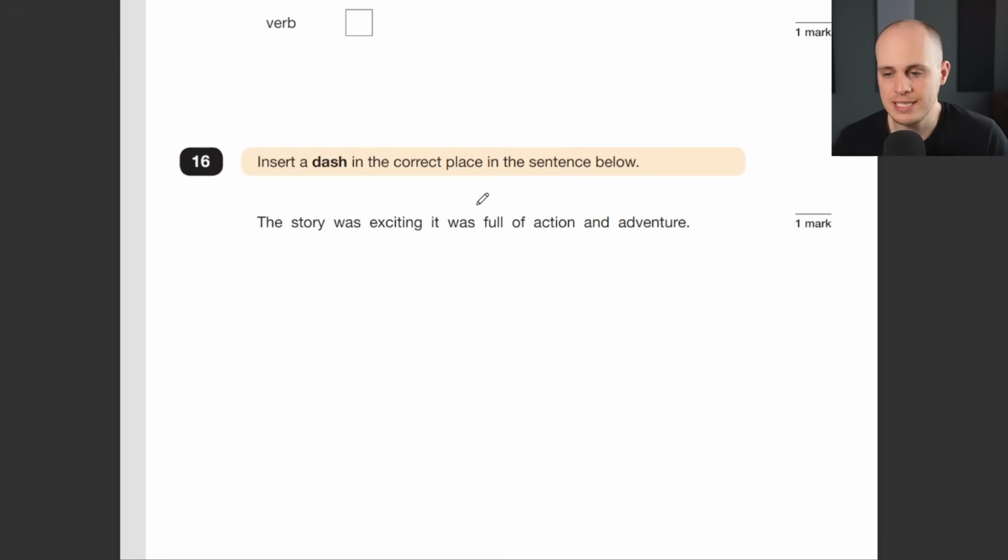Number 16, insert a dash in the correct place in the sentence below. So again, just read it out loud or read it in your head. Obviously, you can't read it out loud in the test. And just put some expression in it. You'll hear it. The story was exciting. It was full of action and adventure. So it felt like there should be a conjunction here, didn't it? The story was exciting because it was full of action and adventure. Well, that's exactly where we're going to put the dash. So obviously don't do what I've just done there and put it in the wrong place. You've actually got to put the dash in the correct place right there.